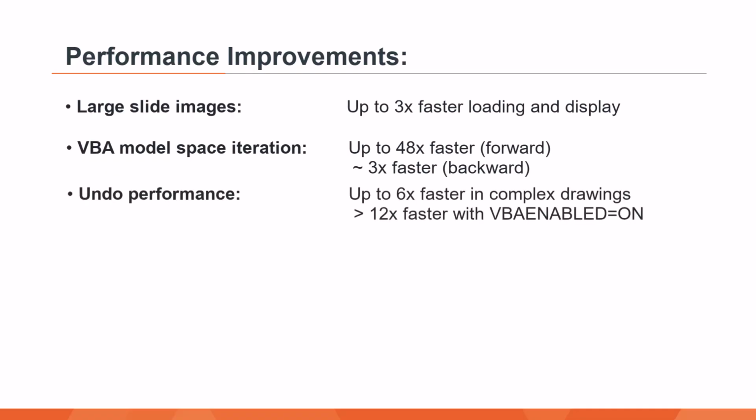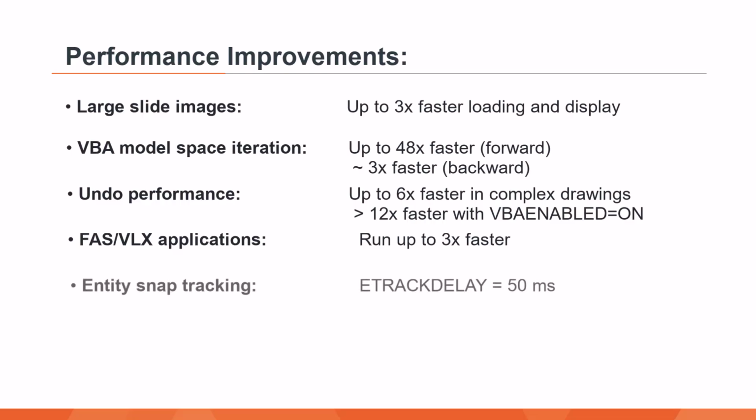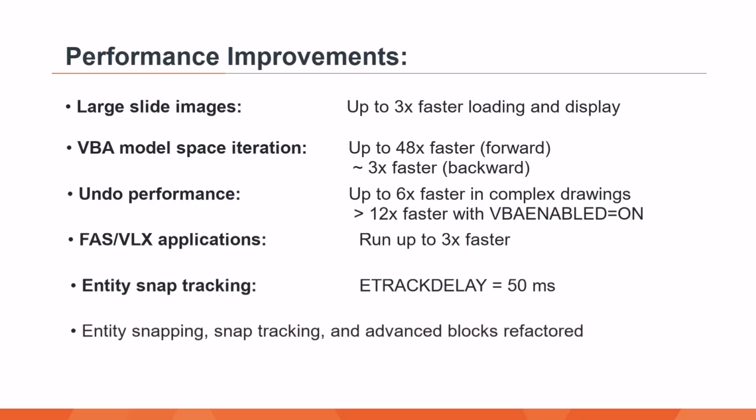Undo operations are now up to 6 times faster in complex drawings and more than 12 times faster when V-enabled is on. Performance of compiled FAS and VLX applications has been significantly improved, with FAS execution now up to 3 times faster. The default value of the eTrack delay system variable has been reduced from 400 to 50 milliseconds, significantly improving the responsiveness of entity snap tracking. Entity snapping, entity snap tracking, and advanced blocks have been refactored for improved performance and stability.